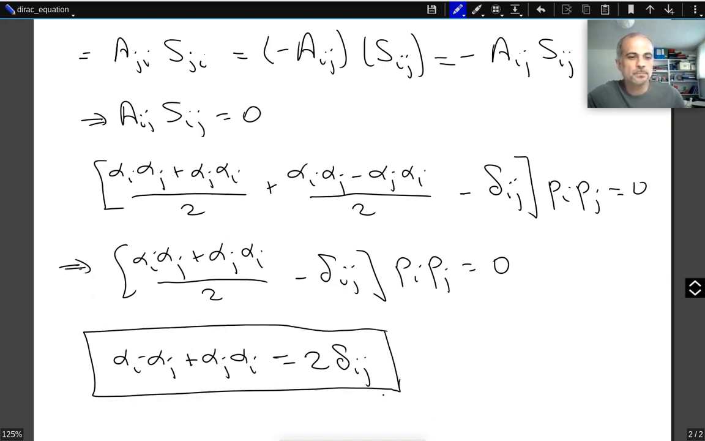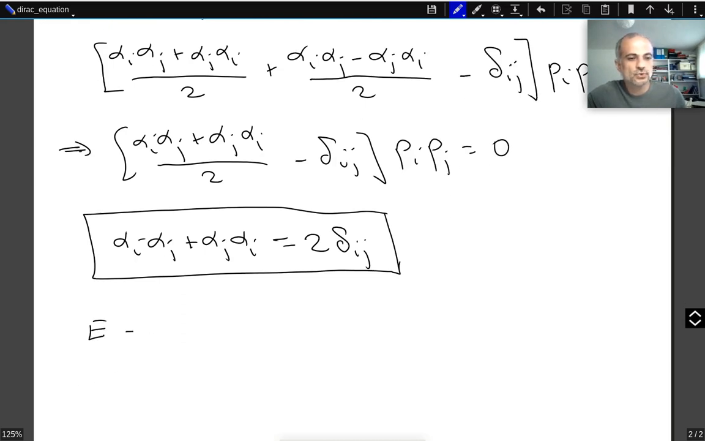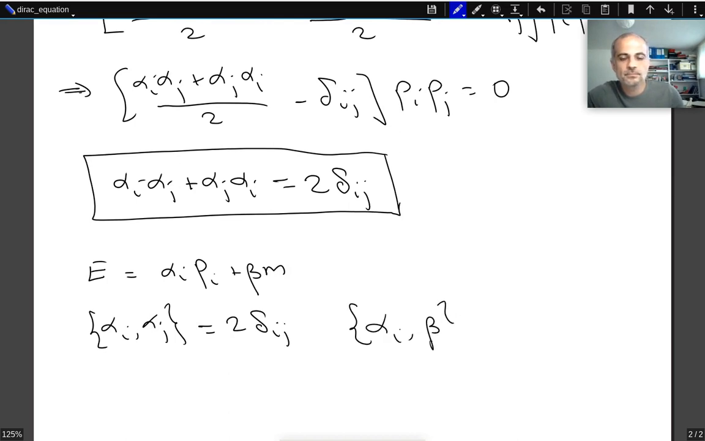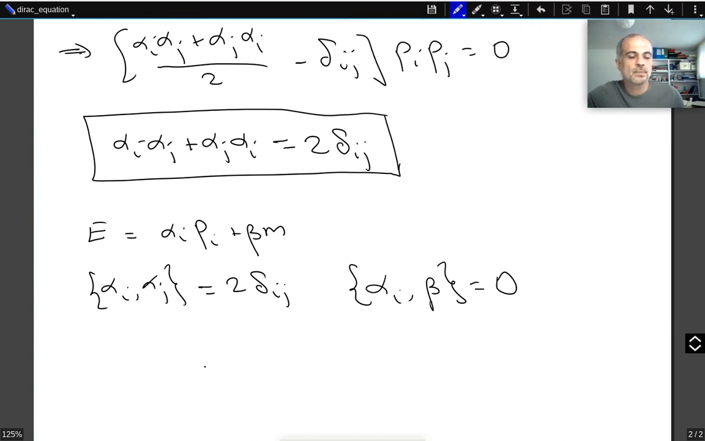So if we sum up, we said that the energy operator should be equal to alpha I pi plus beta m, where the alpha I, alpha j anti-commutator is twice Kronecker delta ij, alpha I beta should be equal to 0, and beta squared is 1. Now note that this equation also tells me that alpha I squared is actually equal to 1. Note that here there's no sum over I.